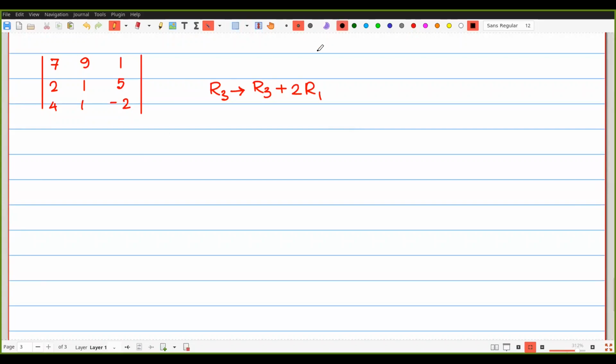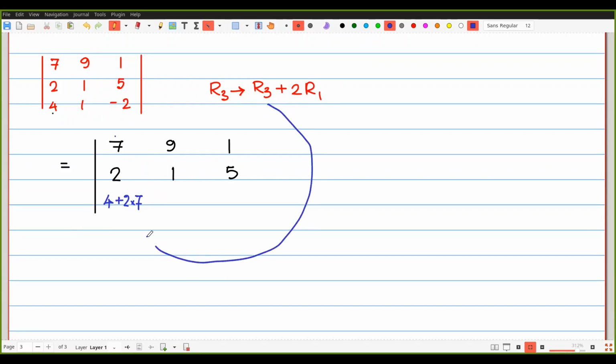So what is happening here? Let's check. The first row and second row not changing. So 7, 9, 1, first row. Second row 2, 1, 5, not changing. Change it in the third row. First one R3. R3 means the first element, that is 4. Very good. Then the plus 2 into R1. R1 means the row 1 element, that is 7. So that is the first one.